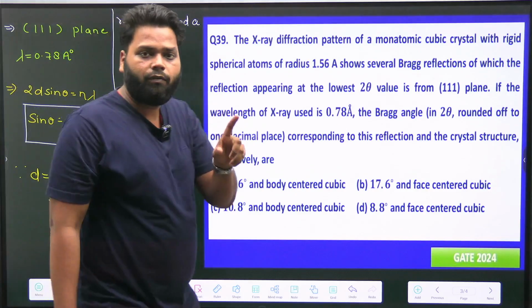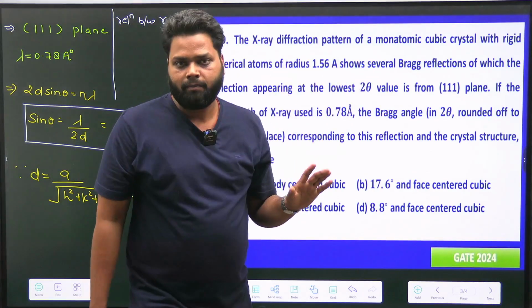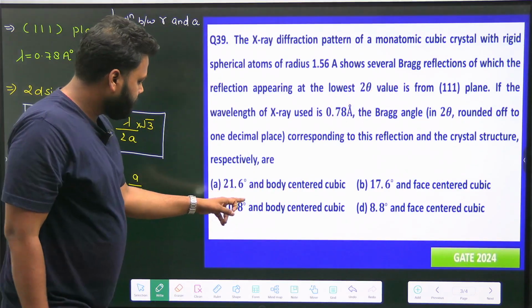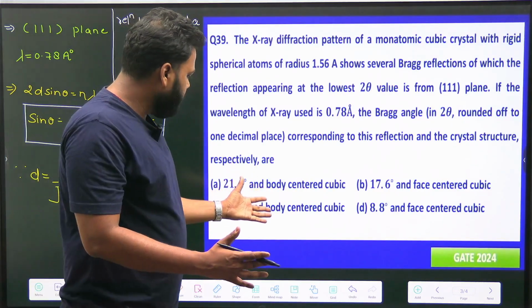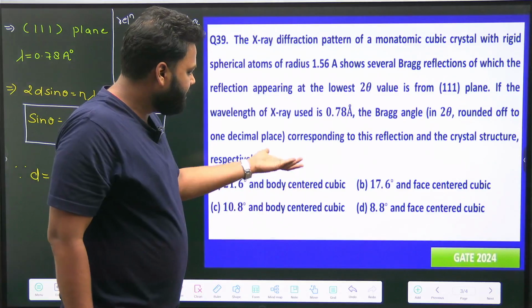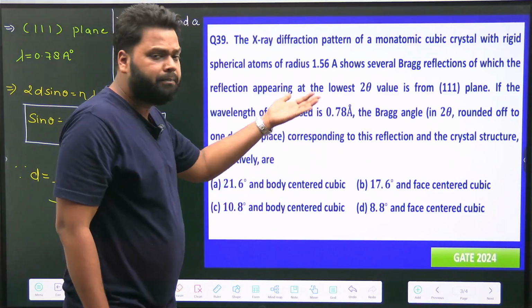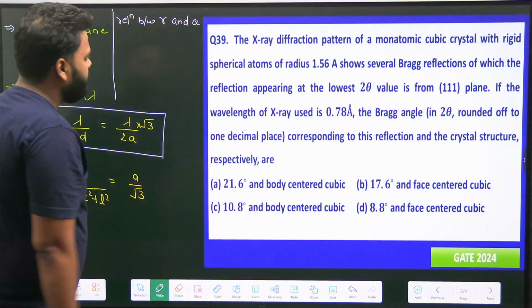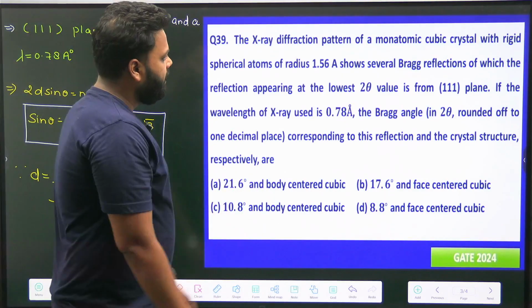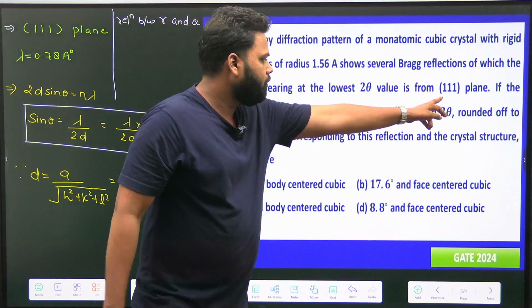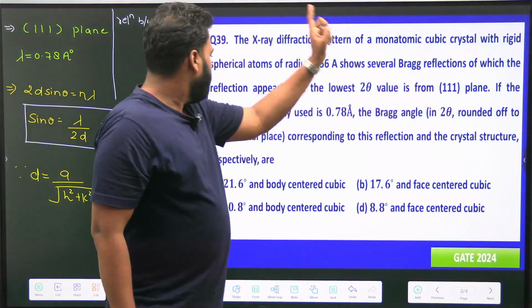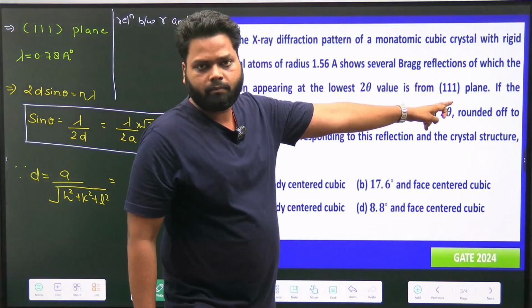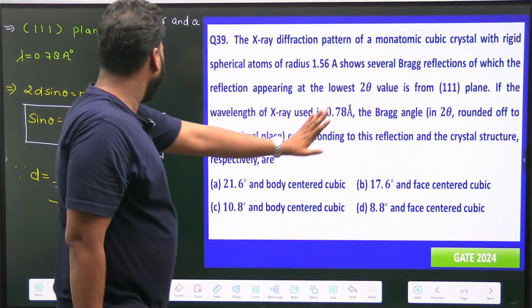For this, first of all, we have to recognize which type of crystal this is. And if you see the options, they are also asking which of the cubic crystals this is, whether it is body centered or face centered. So first of all we have to recognize this, and how will we do this? The question is saying that the lowest peak is at the 111 plane.